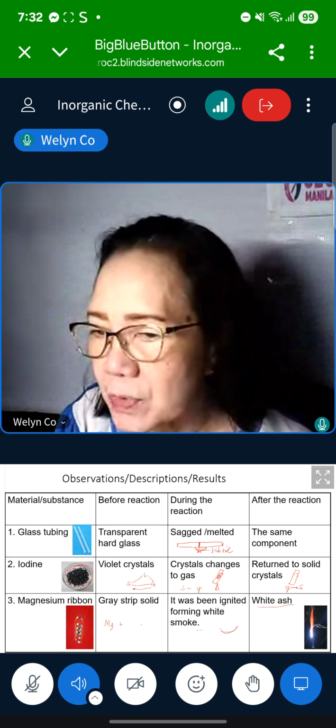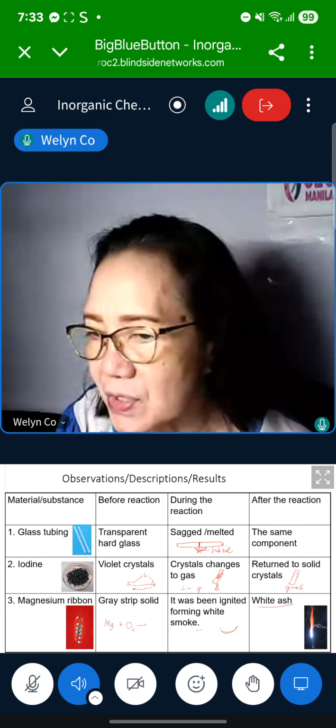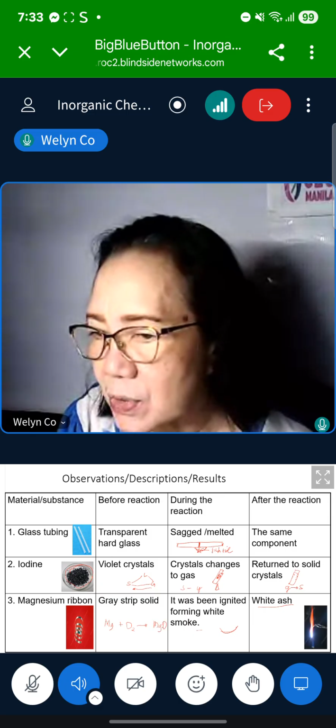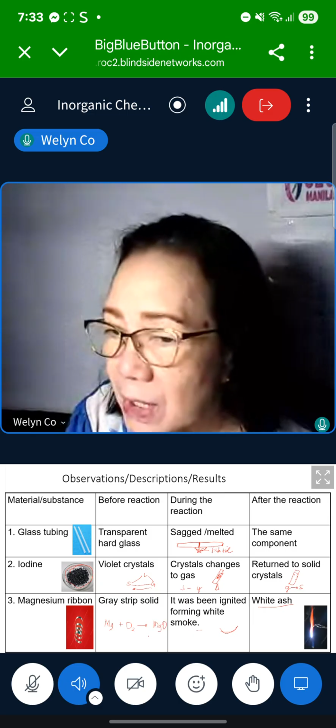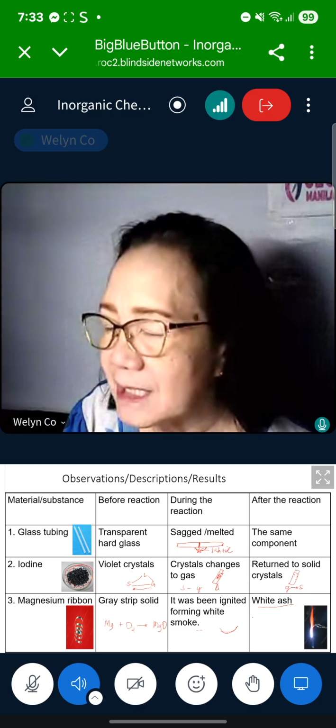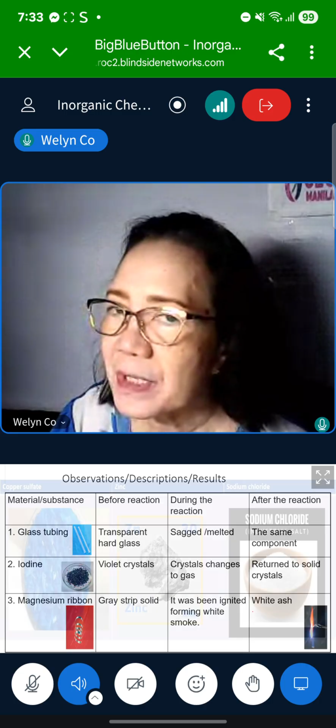How does your magnesium ribbon ignite? Because the oxygen of the surroundings reacts on it to form magnesium oxide. So the components of the magnesium ribbon before and after heating are different. So it is a chemical change.